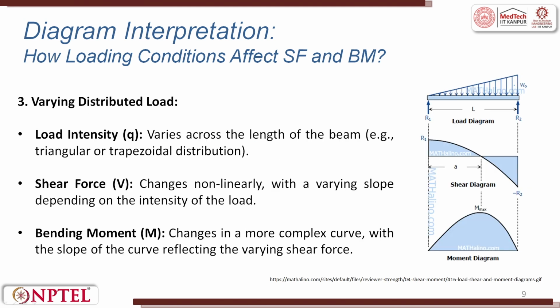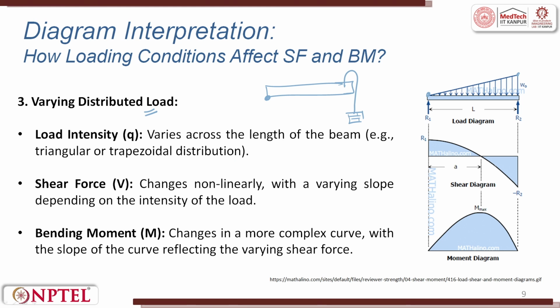There is also a condition where you can have a varying load, that is, 0 at the extreme end and maximum at a point. For example, if you have a scale and you load it with some weight, at this point the load will be almost 0, and as you keep moving towards the end, there will be a maximum load. This is called a varying distributed load, which varies across the length of the beam, for example a triangular or trapezoidal distribution.